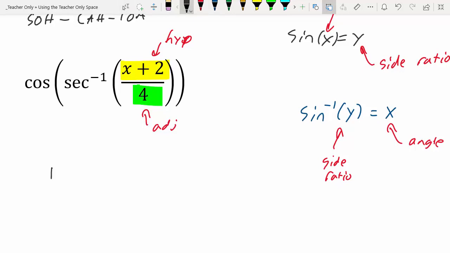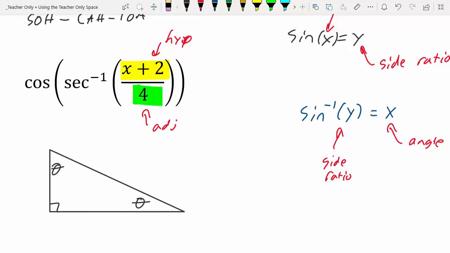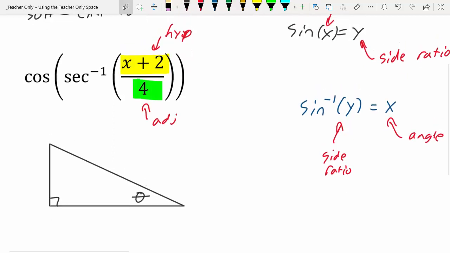Okay, so let's draw a triangle, and let's pick any angle other than the right angle to call theta. Now, it doesn't matter. You could have picked the other one to be theta. That would have been fine. You get the same thing. But what we're going to do here is build, based off of this triangle, and fill in these side ratios. So I know the hypotenuse is opposite the right angle, so that's x plus 2. And the adjacent side is 4.